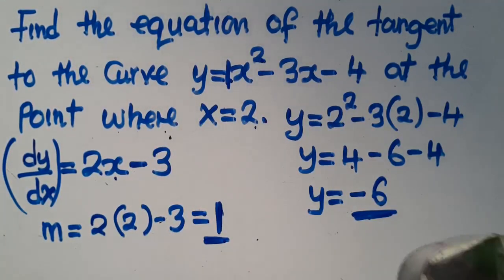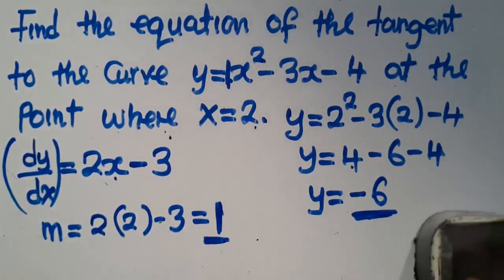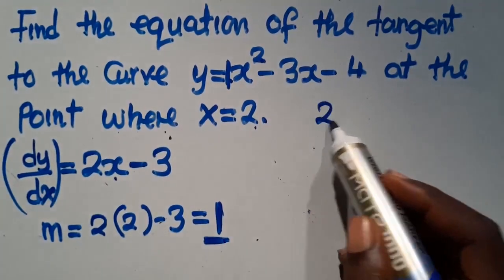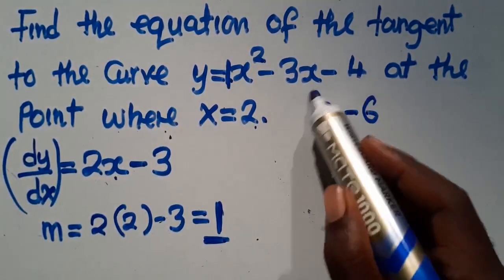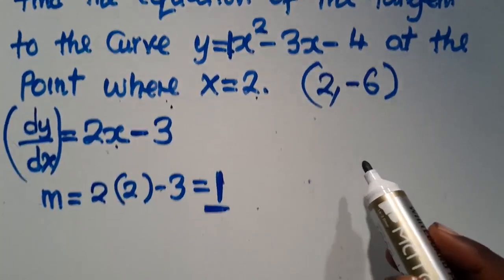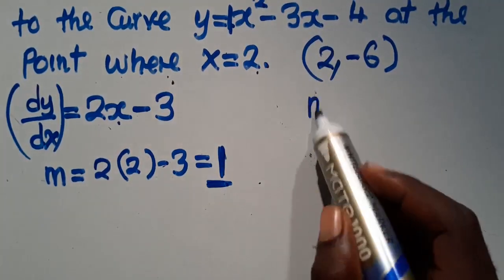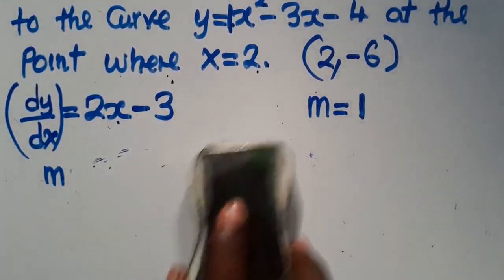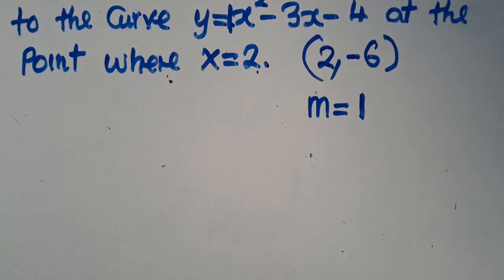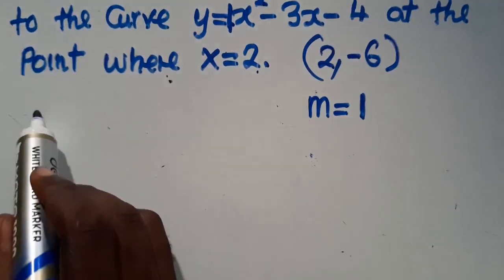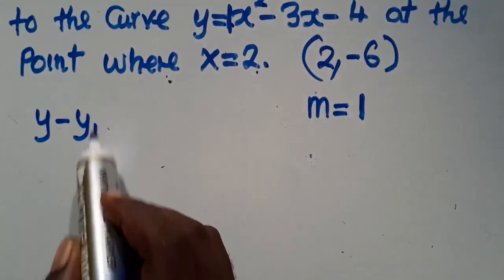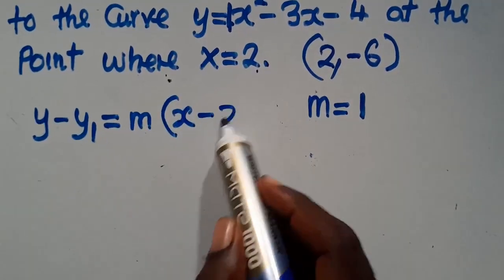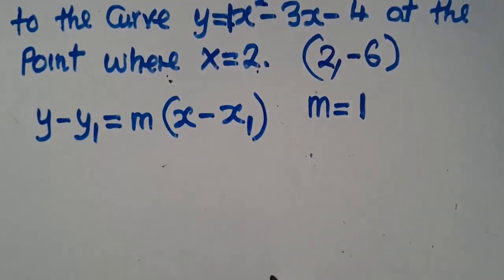Hope you've seen how I've answered the value for y. So y is negative 6. So I can say the coordinate is 2, negative 6. This is the coordinate. What about the gradient? The gradient is this one. Gradient is equal to 1. Then I can replace these now in the equation of the straight line, which is y minus y1 is equal to m times x minus x1.